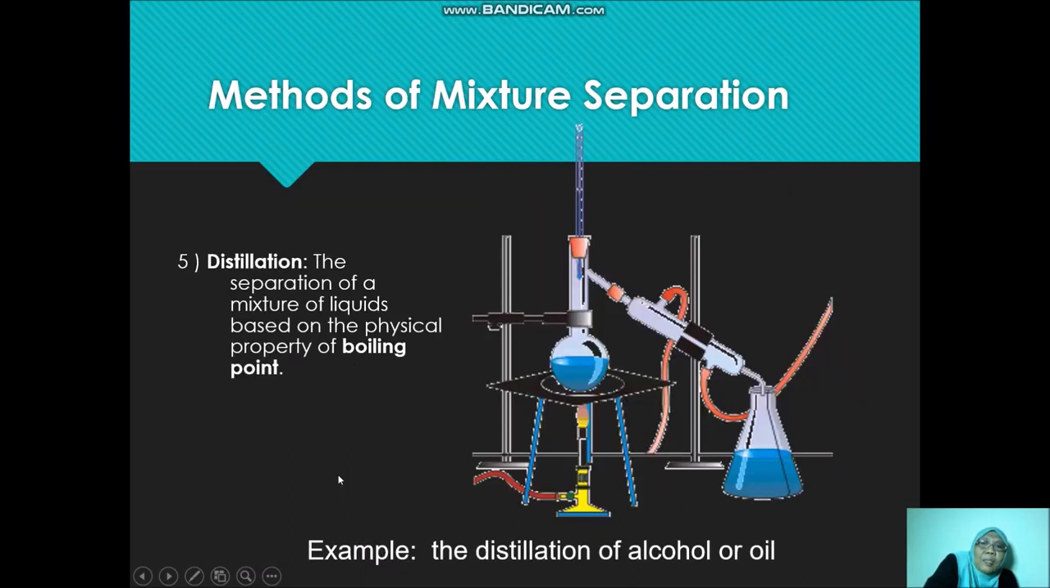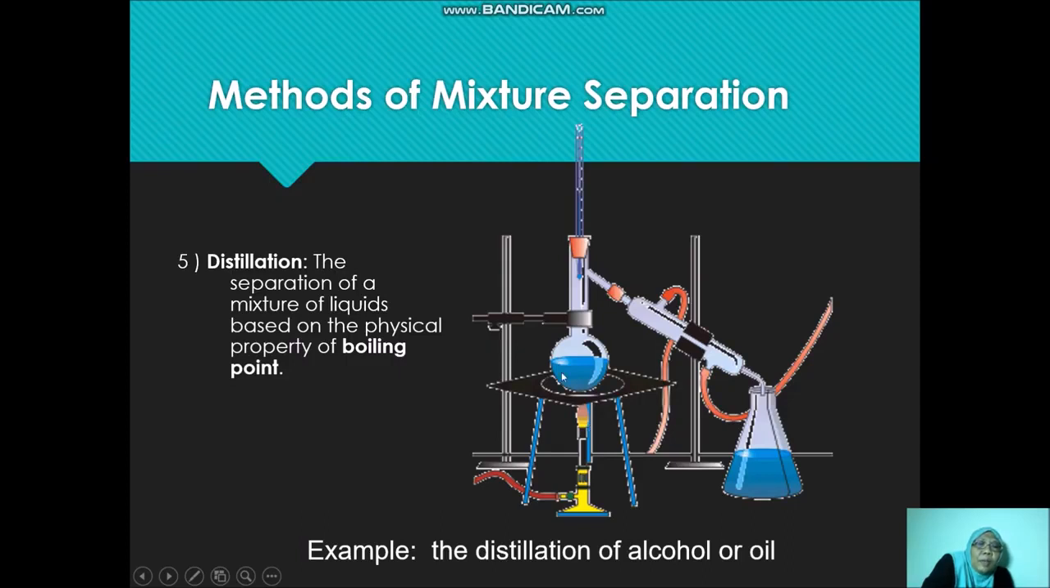The other is distillation. What is distillation? Distillation is the separation of a mixture of liquids based on the physical property of boiling point. You can see here, I will explain. I will take seawater, and you want to separate pure water and salt. How to do that? By using distillation. If you want to take the water from the seawater, how to do that?